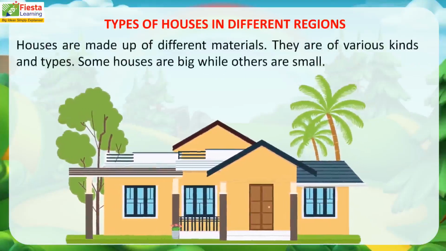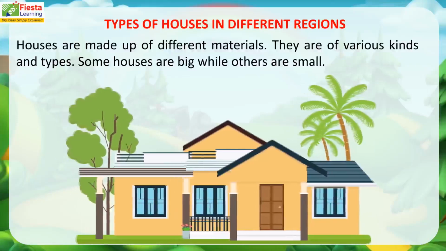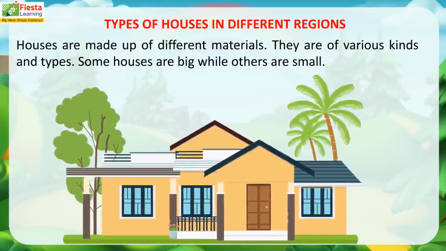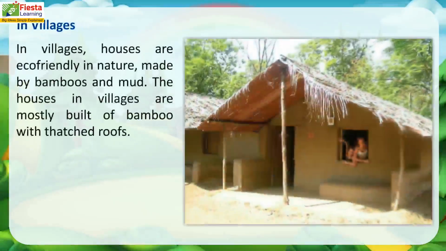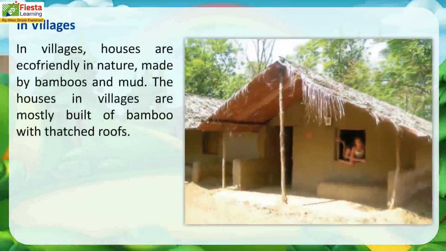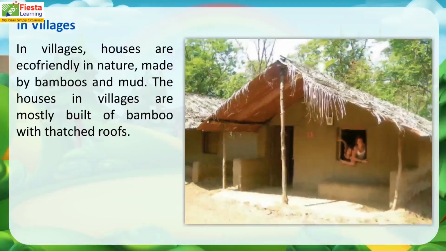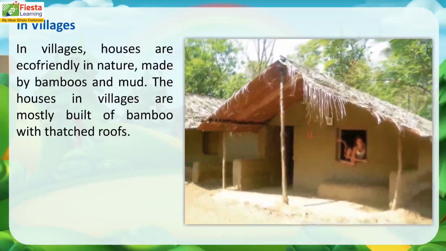Houses are made up of different materials. They are of various kinds and types. Some houses are big, while others are small. In villages, houses are eco-friendly in nature, made of bamboo and mud. The houses in villages are mostly built of bamboo with thatched roofs.